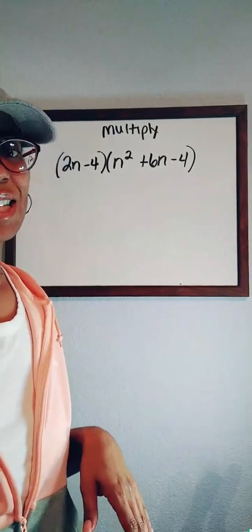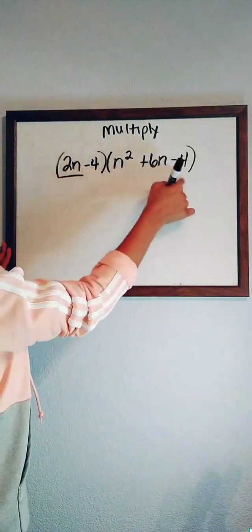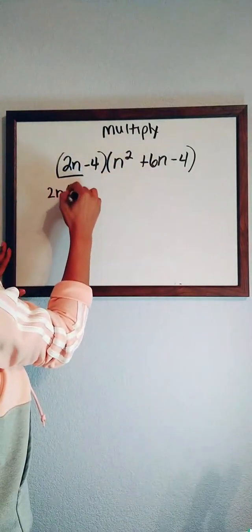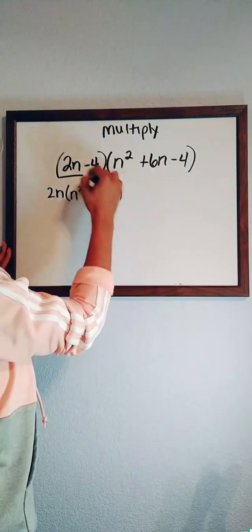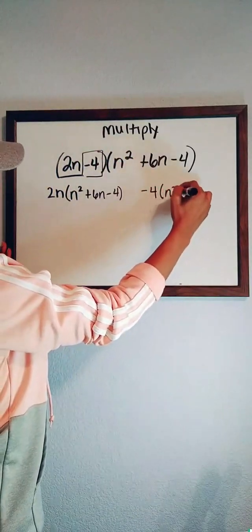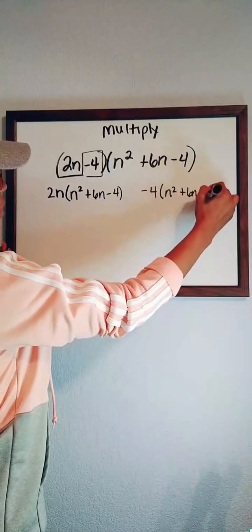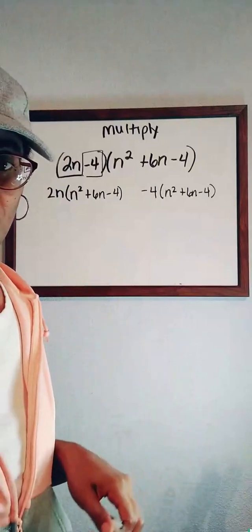Mimi said that's a box, not a grid. So remember, you can take this 2n and multiply it here. So you can break it up and do n squared plus 6n minus 4. Then take this negative 4 and multiply n squared plus 6n minus 4, and then bring them together. You're welcome.